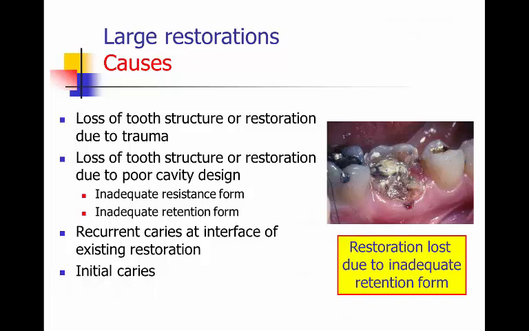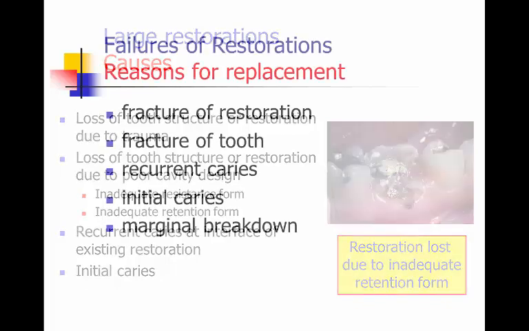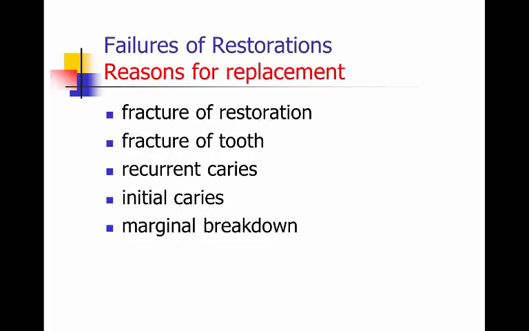And what you'll notice is when we talk about large restorations, the causes and needs for large restorations, it's the same whether we talk about cusp replacement amalgam restorations or cusp replacement composites. The same things are occurring: loss of tooth structure, restoration due to trauma, loss of tooth structure due to poor cavity design, recurrent caries, initial caries. All these are the same causes. It doesn't matter. The choice of restorative material helps guide you.